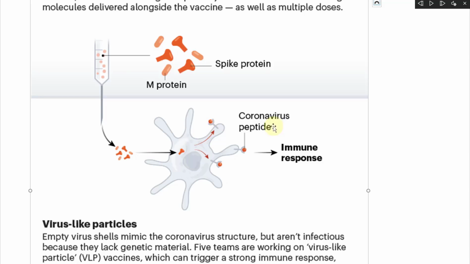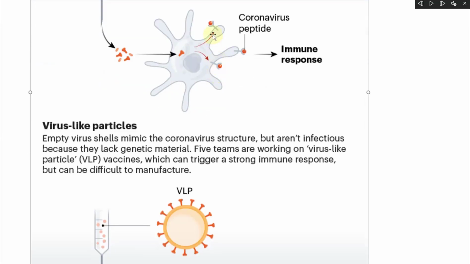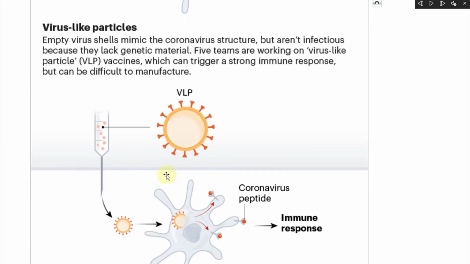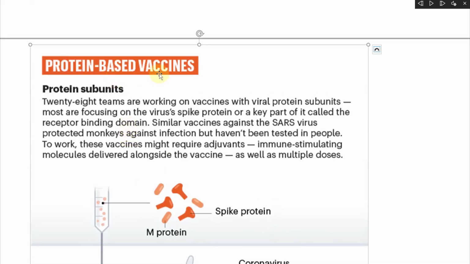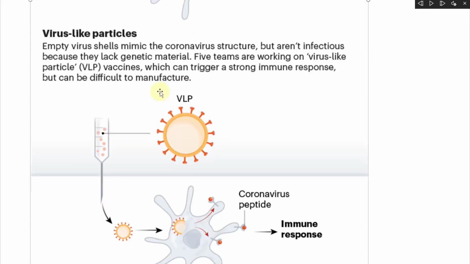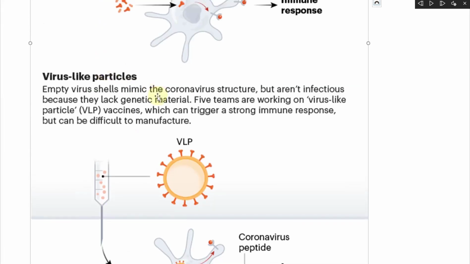So there's a coronavirus peptide, and then there's an immune response, and they recognize it. T and B cells recognize this over here and then develop immunity from that, or memory from it. And then you can also use virus-like particles, which is still part of the protein-based vaccines. Empty virus shells mimic the coronavirus structure, but aren't infectious because they lack genetic material.